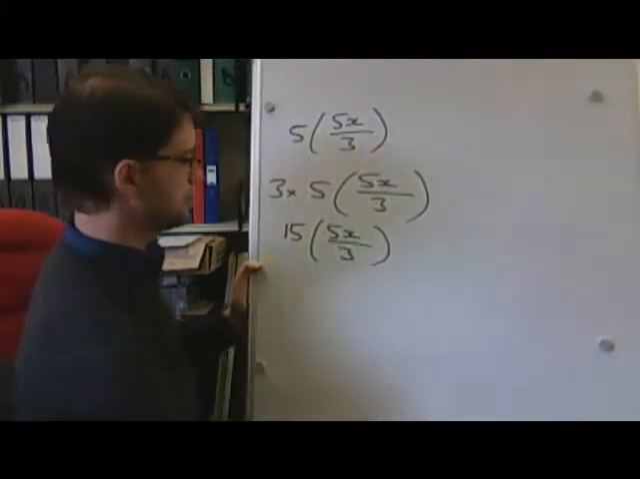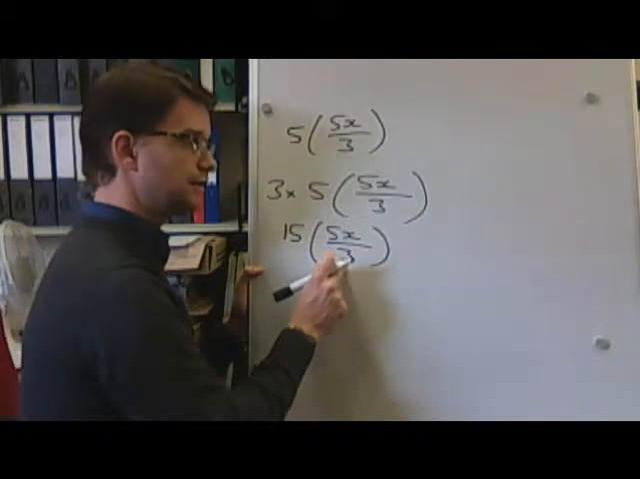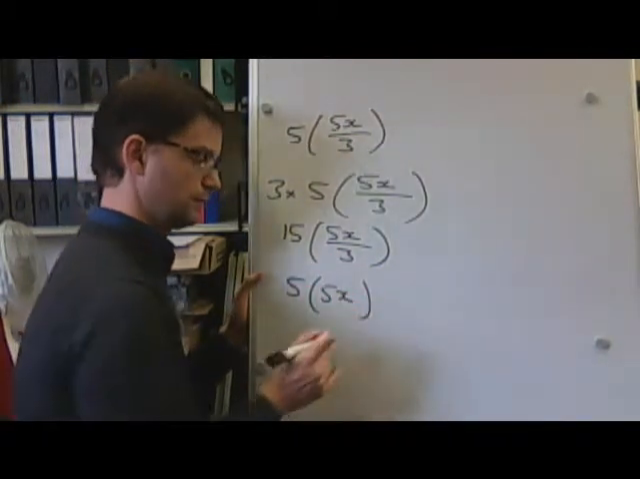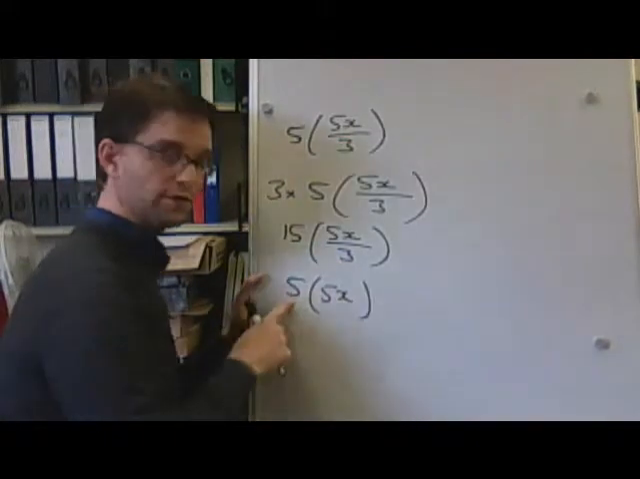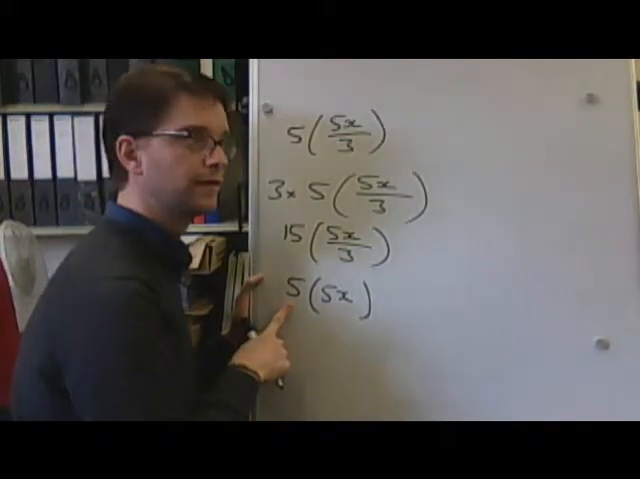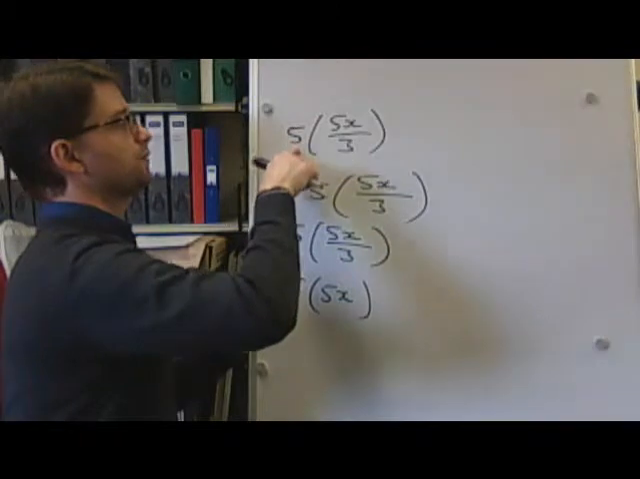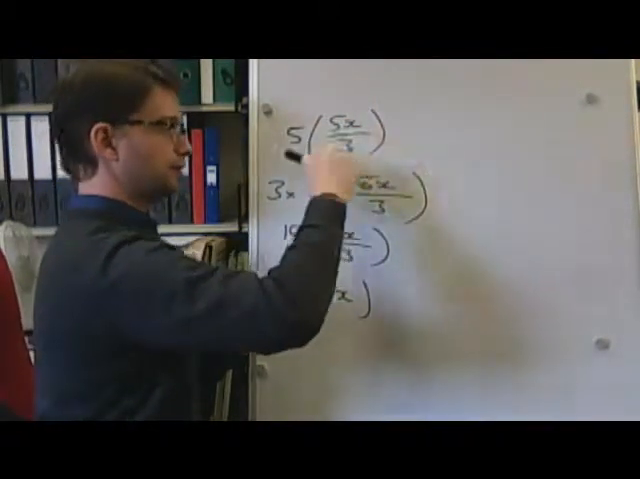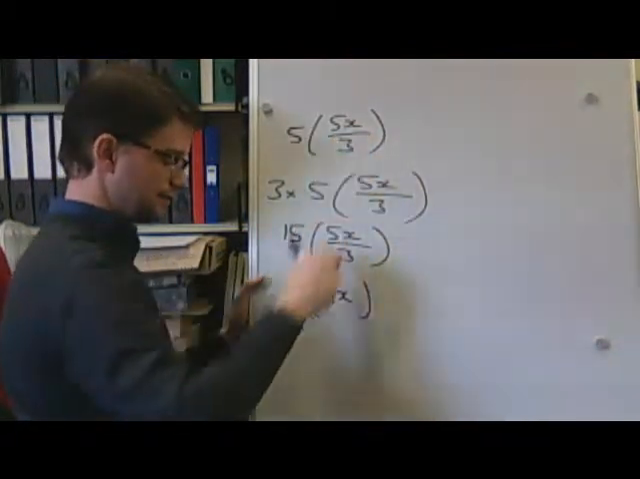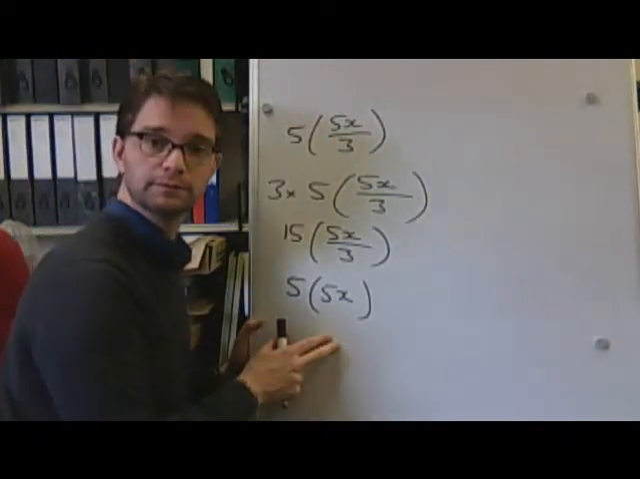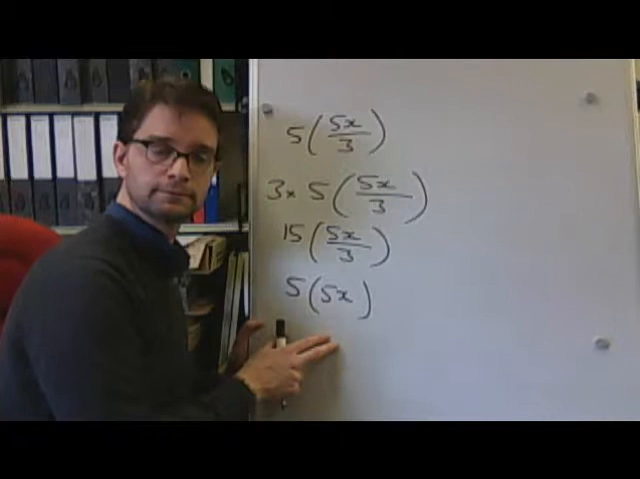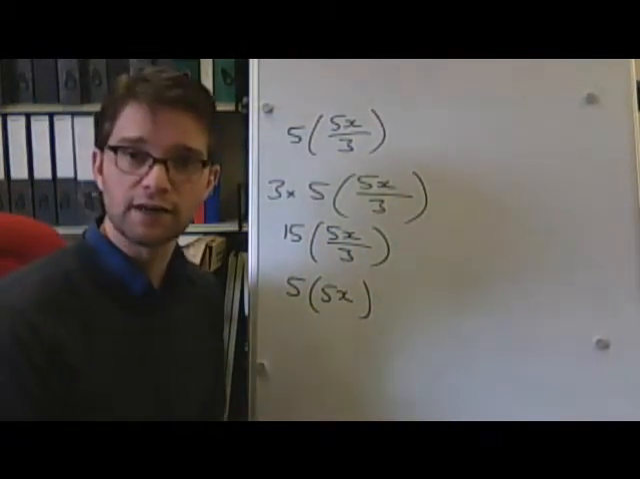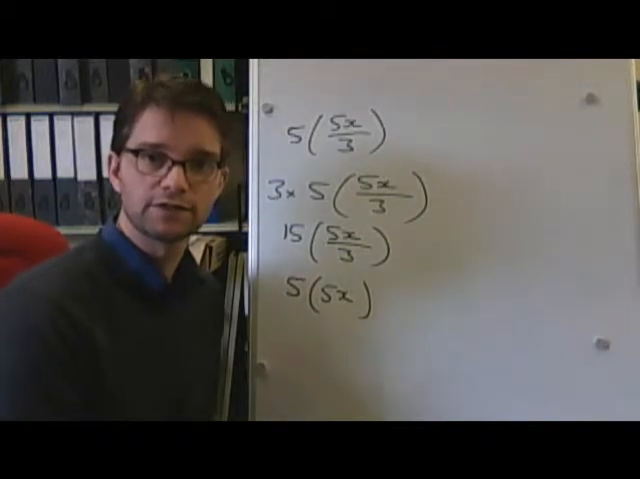But now what I can do, 15 divided by 3 is just 5. Okay, so the 15 divided by 3 is just 5. So I do end up with 5 lots of 5x divided by 3, and when I multiply that through by the 3 that's on the bottom, the only thing that disappears is the 3 from the bottom. Okay. There we go. There's a little video about solving linear equations with fractions in.